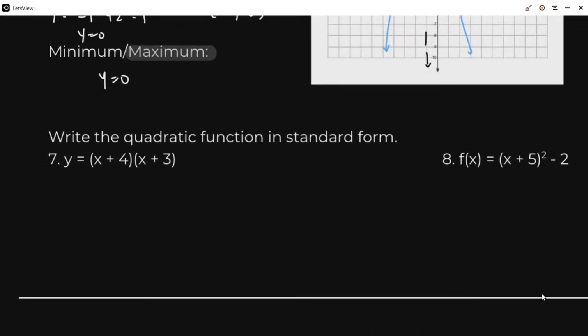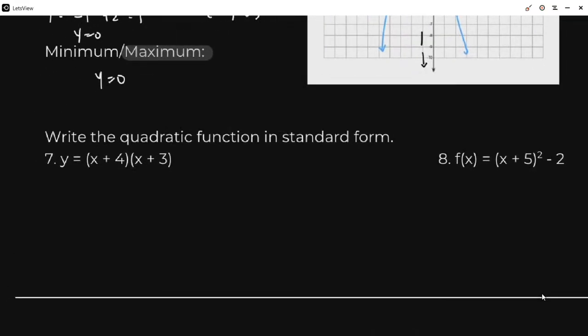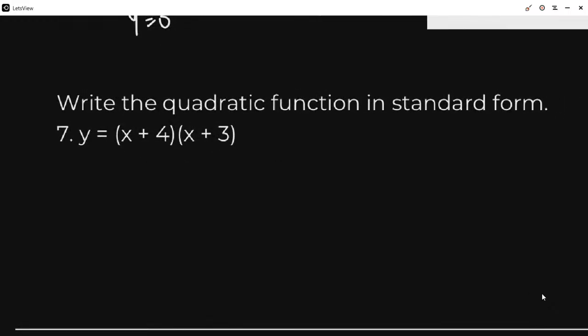Okay, and the last part is writing quadratic functions in standard form. So that just means we want to multiply out the problems if it's in intercept or vertex form. So for this one, if you learned FOIL, you can do it that way, but I'm going to show you guys how to use the distributive method. So we're going to take the first term in the first part and multiply it to all of the second. So it's like we're distributing x to each part.